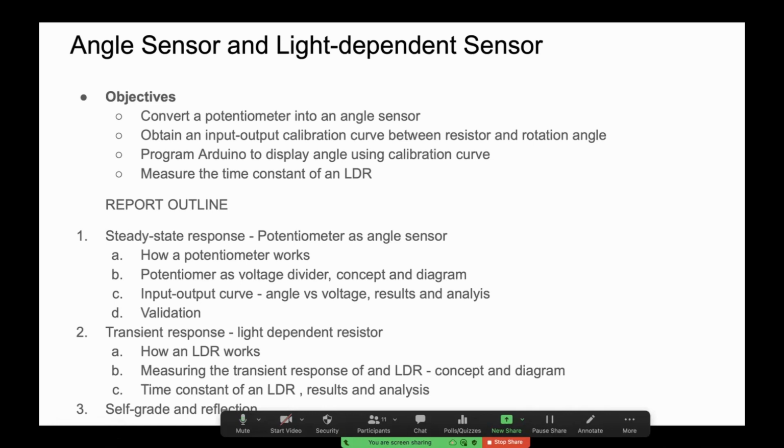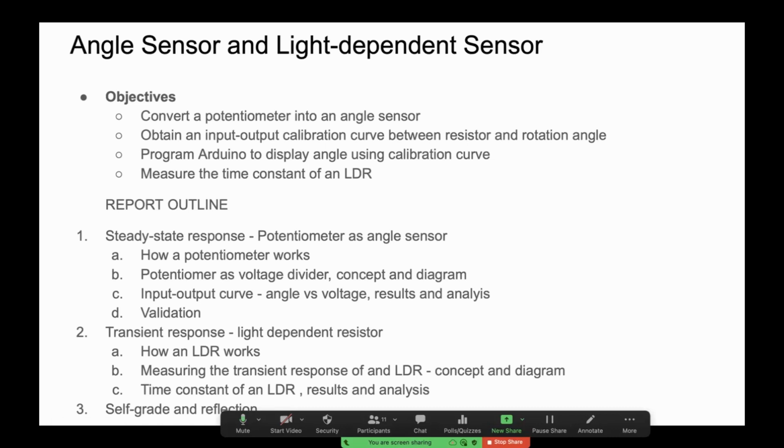So for example, sa angle sensor and light dependent sensor, we need to meet these objectives. We need to convert a potentiometer into an angle sensor, obtain an input-output calibration curve between resistance and rotation angle, program Arduino to display angle using the calibration curve, and measure the time constant of an LDR. All I give you are the outlines, no? And so fill in the gaps.